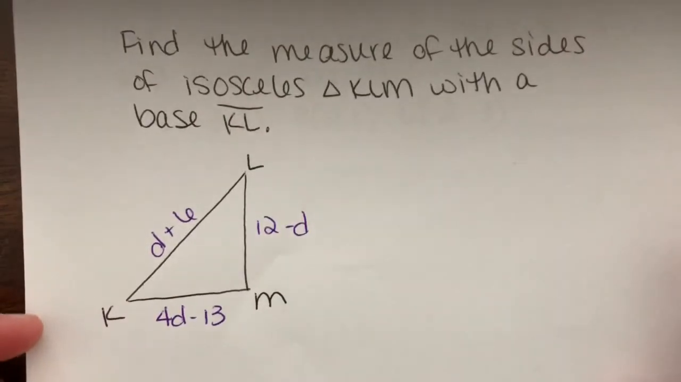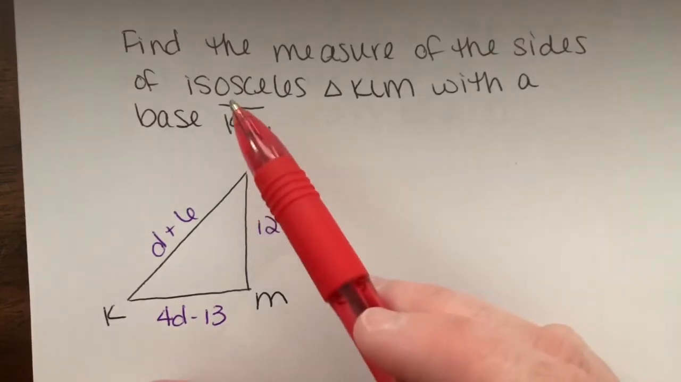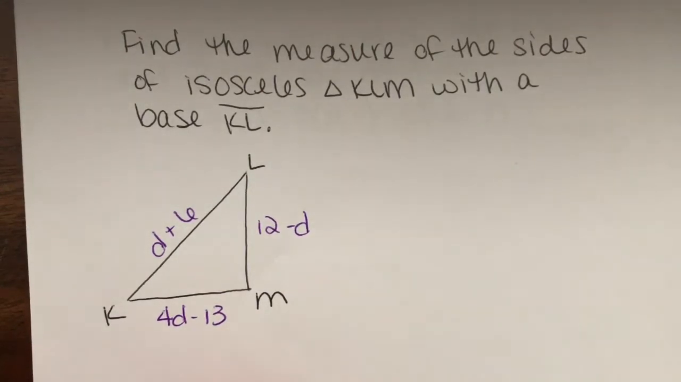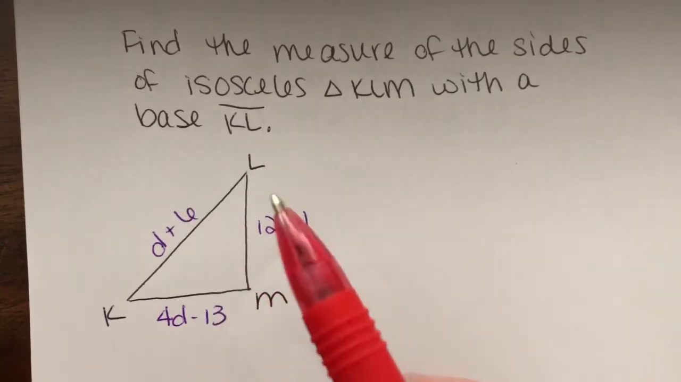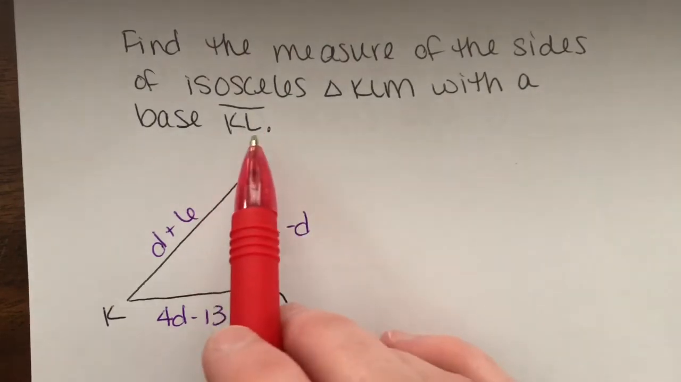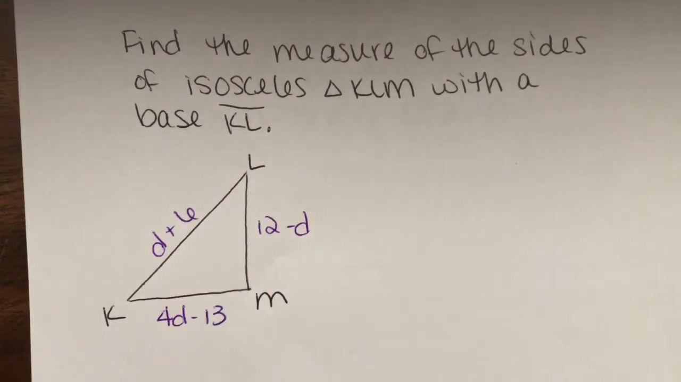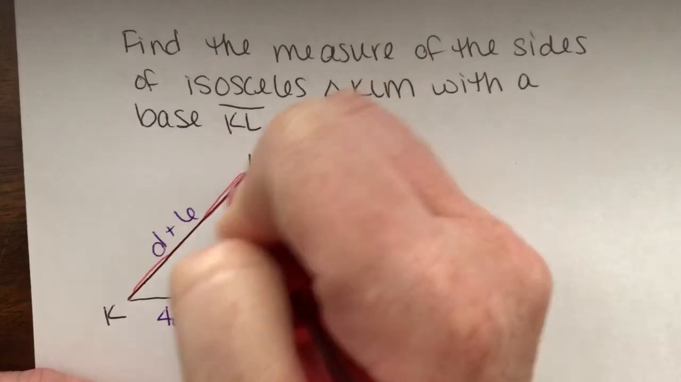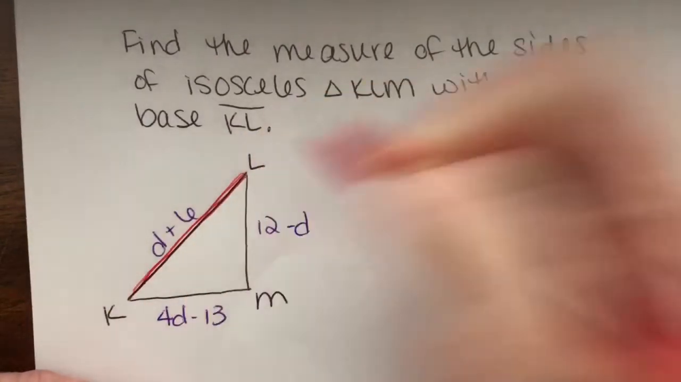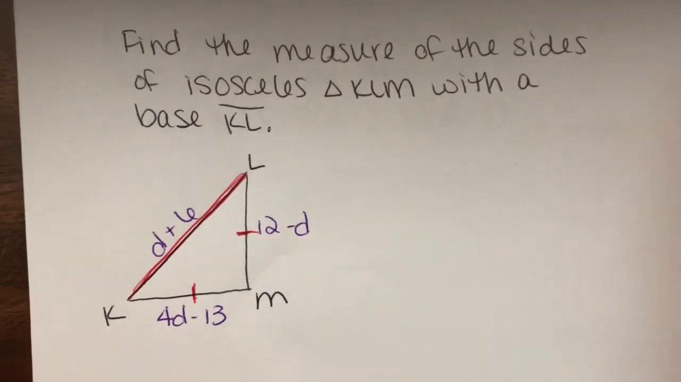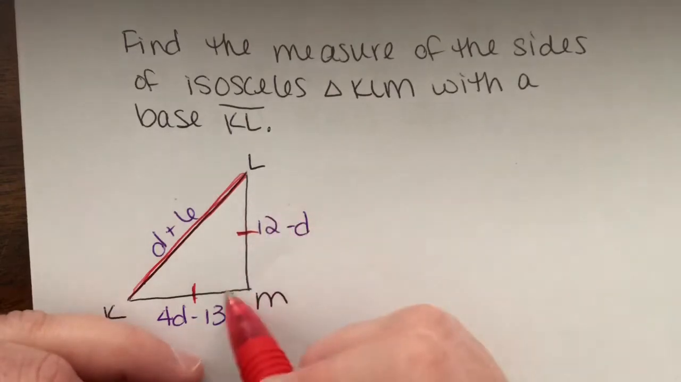And then another problem similar to that, find the measure of the sides of isosceles triangle KLM with a base of KL. So an isosceles triangle is when 2 of the 3 sides are equal to each other. So how do we know which 2, right? Sometimes you can look and tell, sometimes you can't. But here it tells us that the base is KL. The base of an isosceles triangle is the one side that's not the same length as the other 2. So here, our base is KL, which means the other 2 legs or sides have to be the congruent sides, right? So to solve for the length of each of these, I got to solve for D.